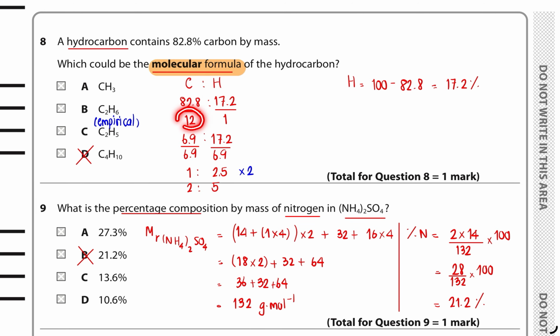Then we will divide with the relative atomic mass of carbon and hydrogen, which is 12 and 1 respectively. So we will get 6.9 and 17.2. Now in this case, 6.9 is smaller, so we will divide both sides by 6.9. So we will get 1 to 2.5. Then 2.5 is not a whole number, so we have to make it a whole number by multiplying by 2. So we will get 2 to 5. So that means the empirical formula will be C2H5. But the question asks for the molecular formula, so it will be answer D, C4H10.